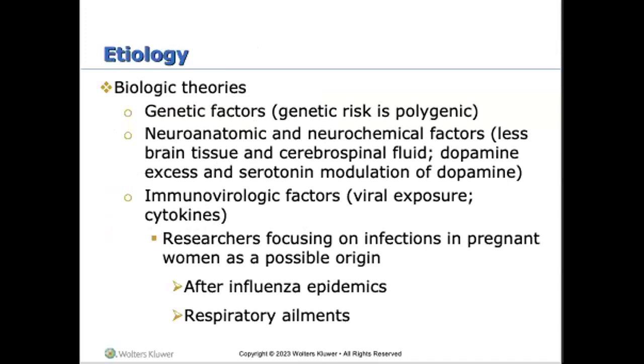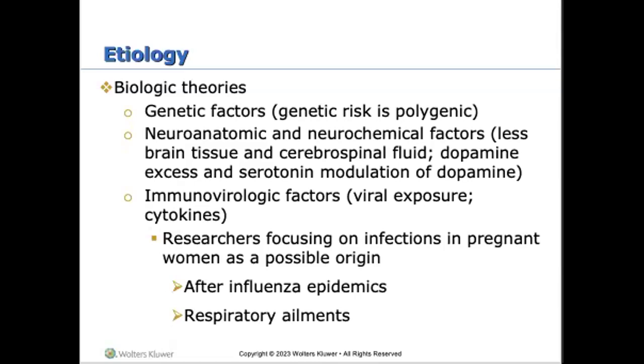The etiology of schizophrenia. So there are a lot of biological theories. We have our genetic theory, which focuses on parents, siblings, offspring, and the percentage and chance that somebody's going to develop it. So if we have twins and they're identical twins, there's a 50% risk that if one twin has it, the other one is going to develop it. If they're fraternal twins, it's a 15% risk.